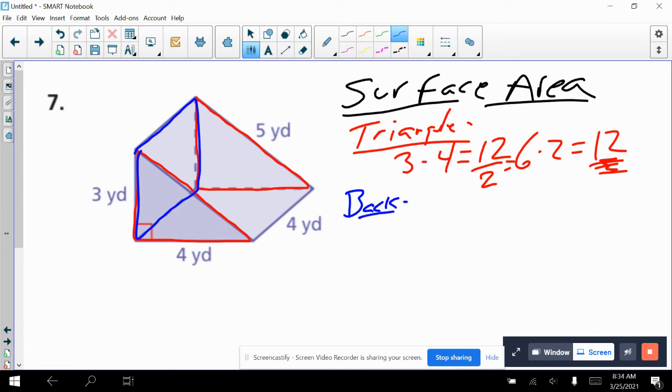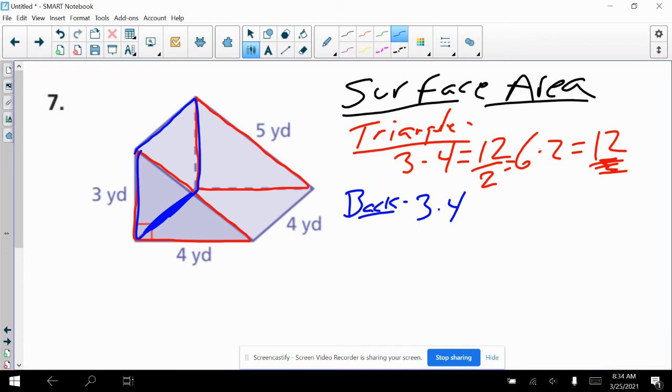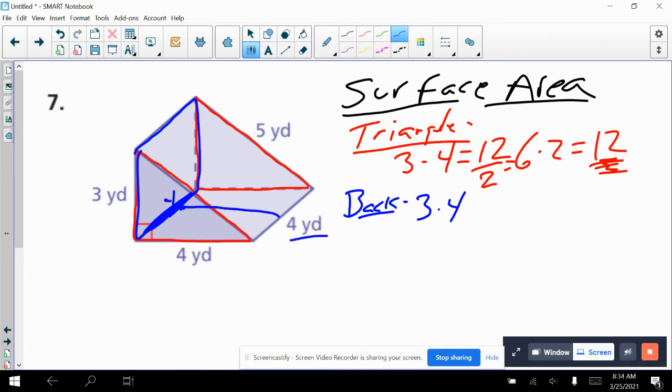Okay, and it looks like a square. What's our measurements for the back? Okay, 3 and 4. Look here. The measurement here, I'm trying to thicken this in here for you. The 4 is right here. That's the measurement back here. That's 4. So you're right. Again, we got another 12.